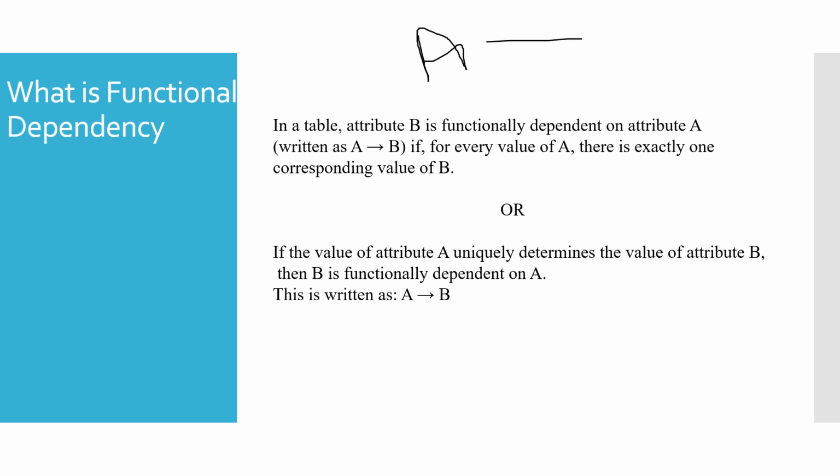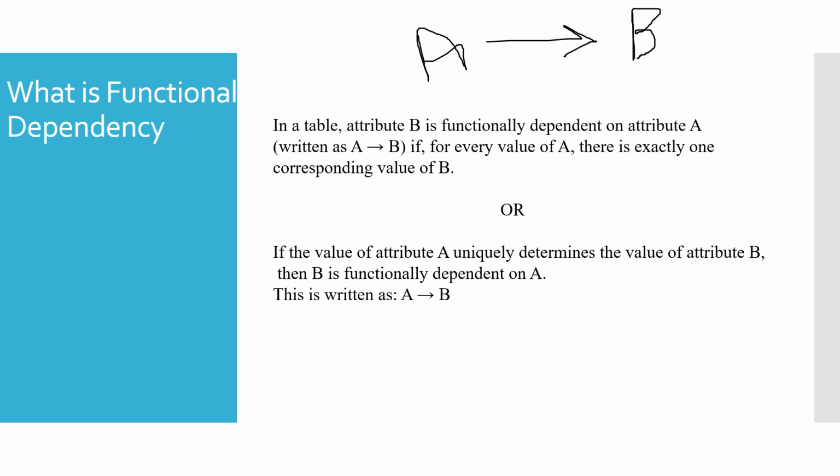B is functionally dependent on A. So we can write it like this: for every value of A, there is exactly one corresponding value of B.